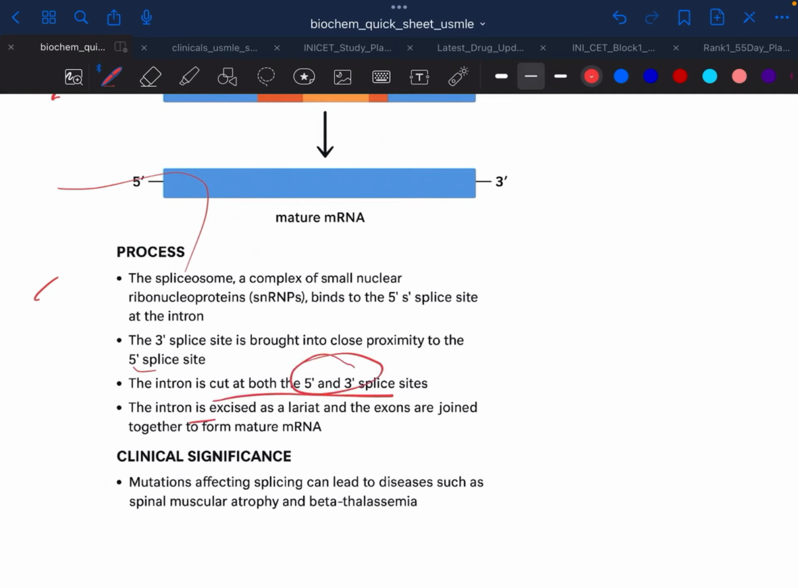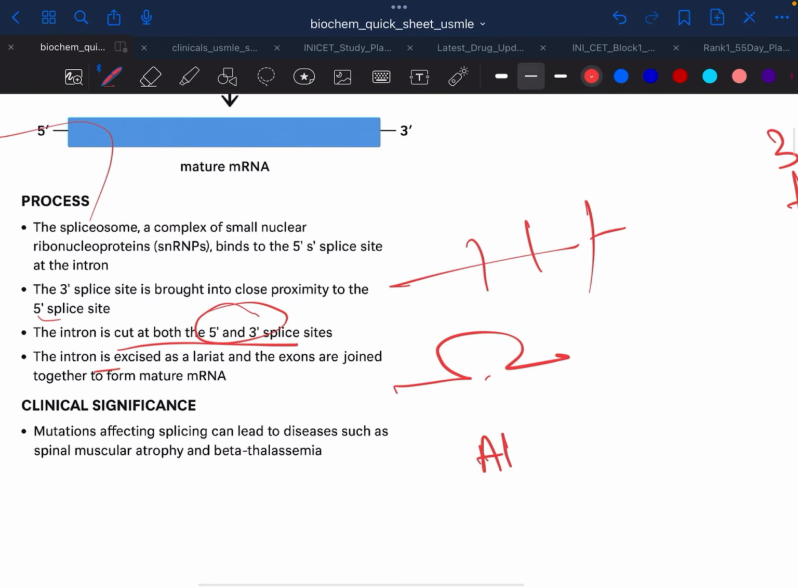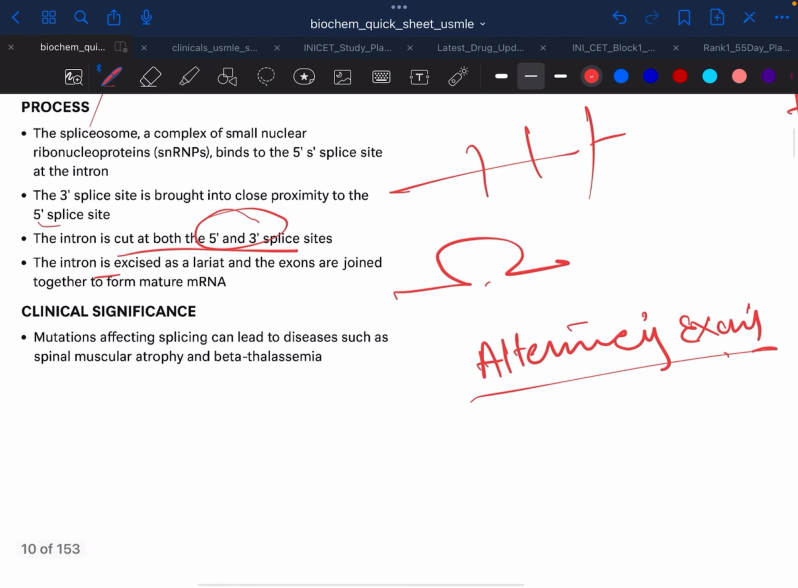Intron is cut at 5' to 3', the intron is excised in the lariat form, and the remaining exons are joined. And one thing I would like to talk about here is that alternative splicing is a term frequently used in AIIMS exam questions, as an option. This is how we can make multiple proteins with a single pre-mRNA.